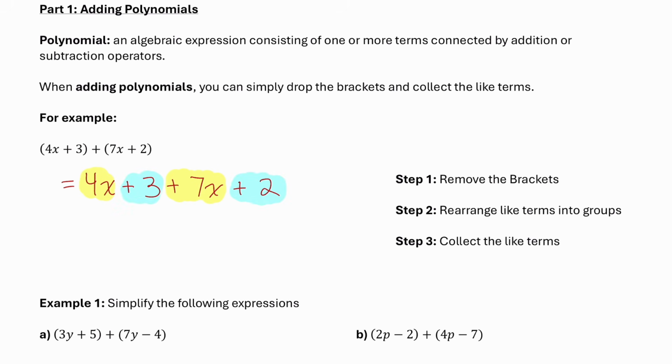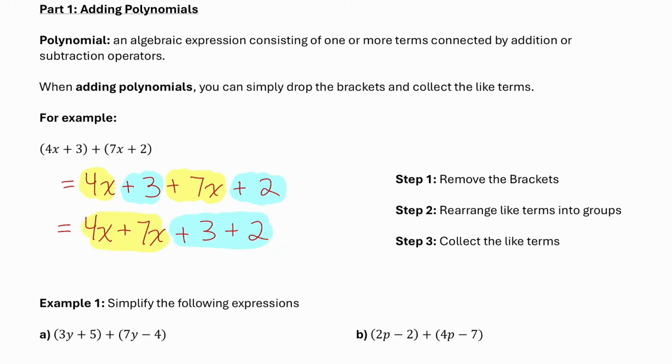And now I want to rearrange this expression with the like terms beside each other, and the proper order to rearrange these terms into is based on descending order of degree. The 4x and the 7x are both degree 1 because the exponents are 1 on the x's, and all constant terms are degree 0. So the degree 1 terms should come first. So I'll write the 4x plus 7x first, and then the constant terms will come next.